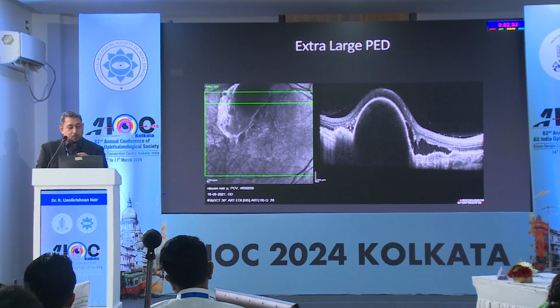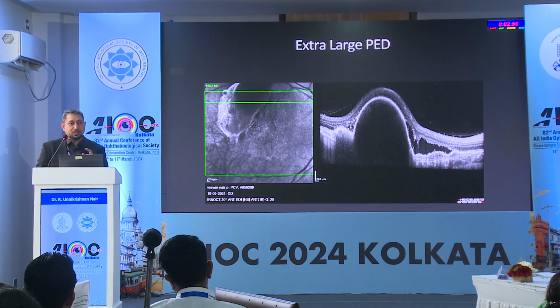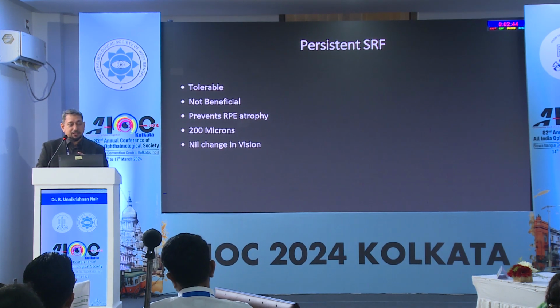This is one example where you have to be less aggressive, not because of any other reason. You might cause a severe rip if you are highly aggressive. Persistent SRF. There is nothing called happy fluid or beneficial fluid. There is only tolerable fluid. How much can you tolerate?